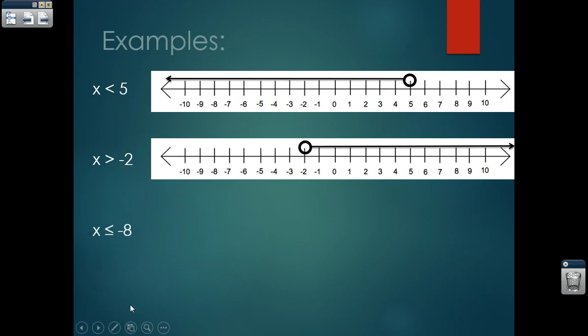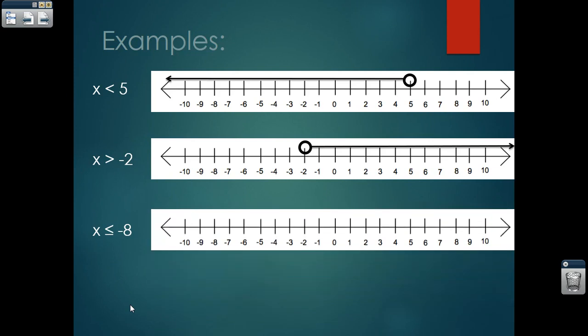This is x is less than or equal to -8. I'll pause the video here and let you try this one. Okay, let's see how we did. Here's our number line. We want to find -8, and then we ask ourselves, is it an open circle or a closed circle? This one should be a closed circle. We're going to shade to the left, or do our arrow to the left.